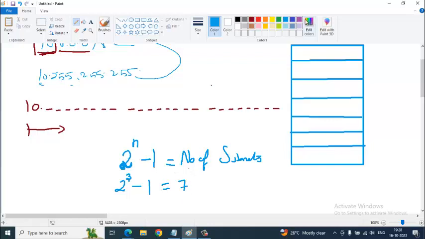So I learned that I need only 3 bits. With these 3 bits, can I have 7 subnets? Yes. How? Well, let us see that. Before that, I want you to copy this.